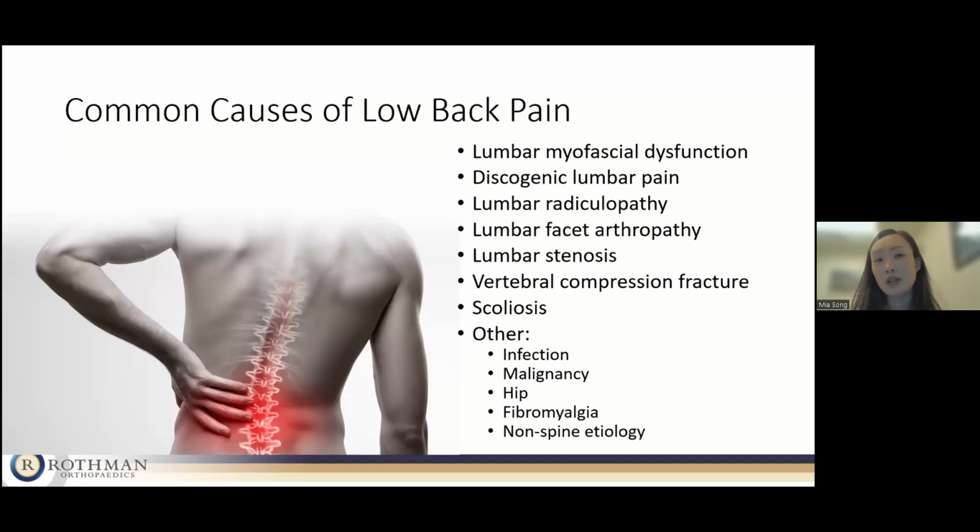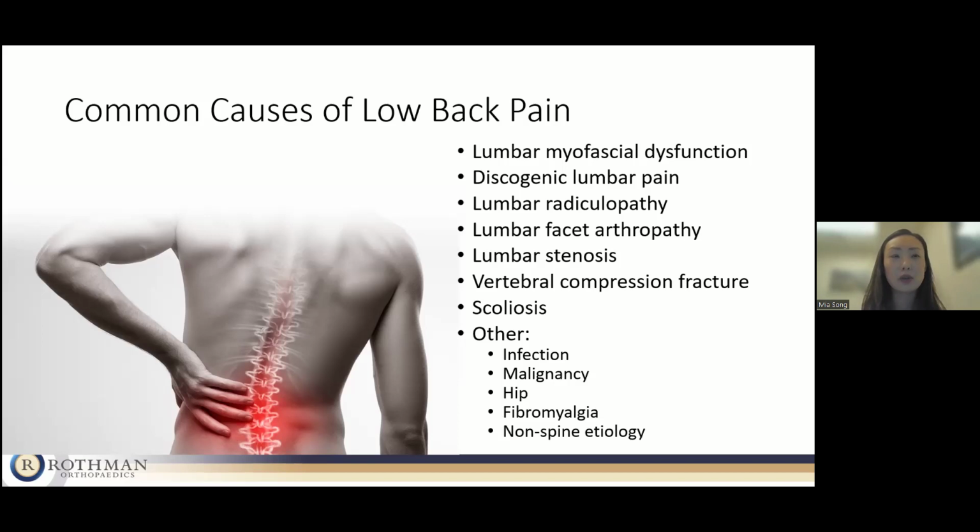Sometimes I'll get patients who come in for low back pain, and their pain might not be coming from the spine or that region itself. Some other causes of pain in this region can include things like an infection, sometimes cancer or malignancy. Pain can be referred from the hip itself, or adjacent to the spine, but not quite the spine itself. Sometimes patients can have fibromyalgia that can also cause back pain. And then there's a whole host of other non-spine related issues, not some of these that I've mentioned, that can cause referred pain in that region as well.